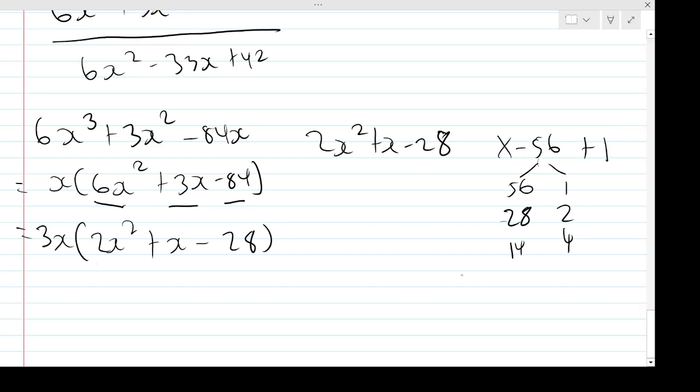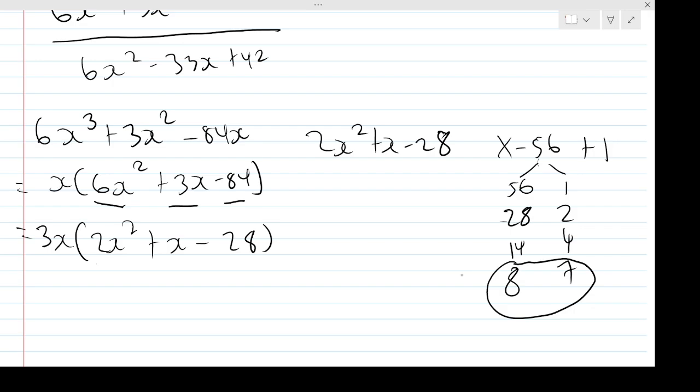What about 5? Nope. 6? Does 6 go into it? Nope. What about 56 divided by 7? Yes, then 7 and 8. And I notice I can take them away to get 1. So that is my factor pair there.